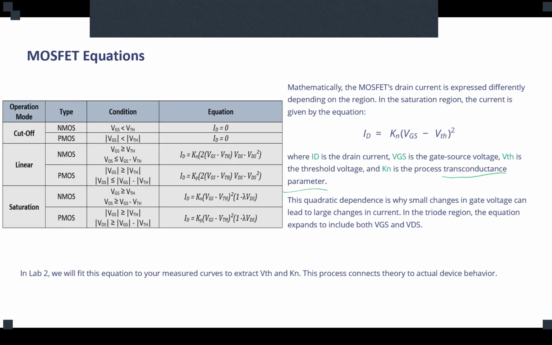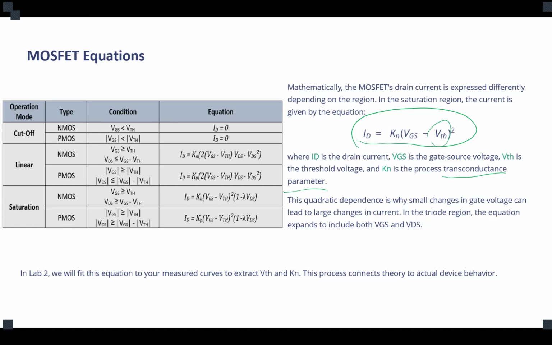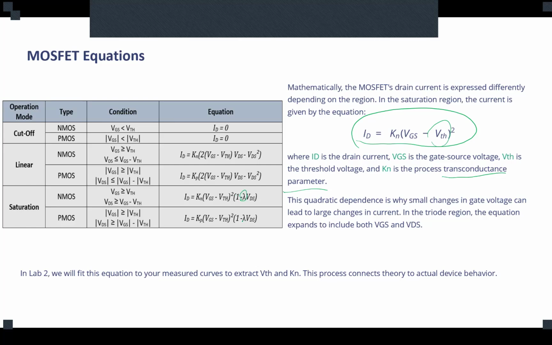And the value is going to be the voltage between gate and source minus that threshold that we talked about, squared, times that Kn. Now, this is the current that you have in your drain. Okay, now you might see that we have a lambda here.